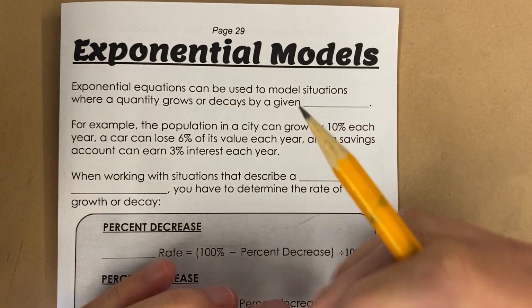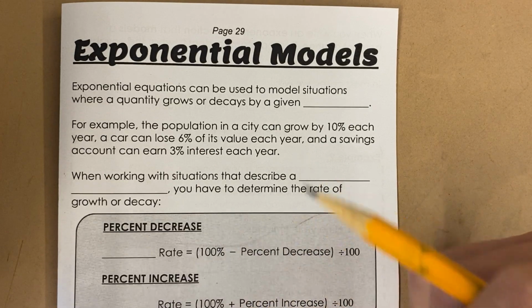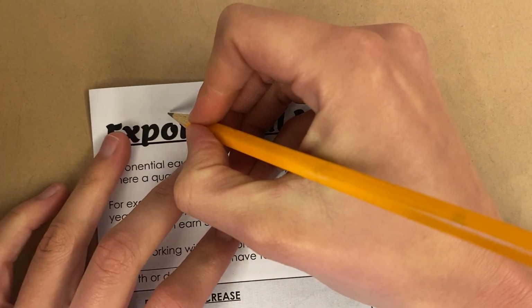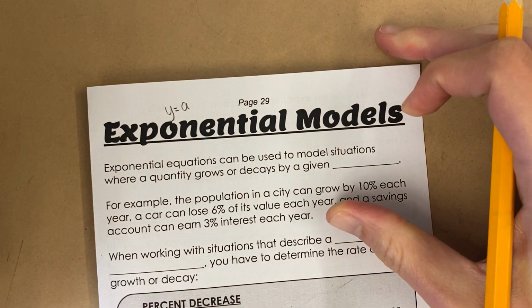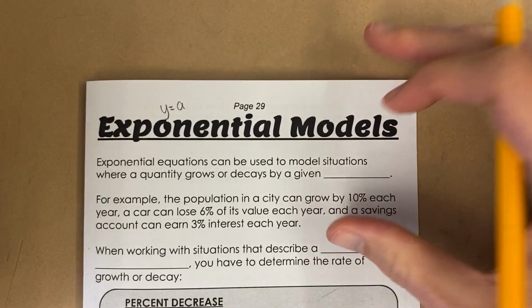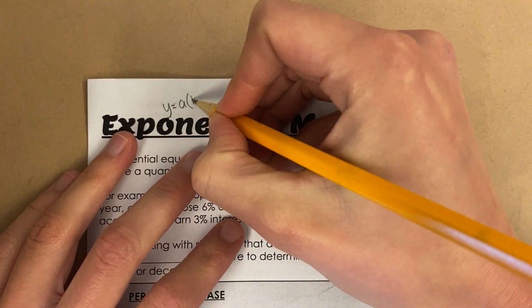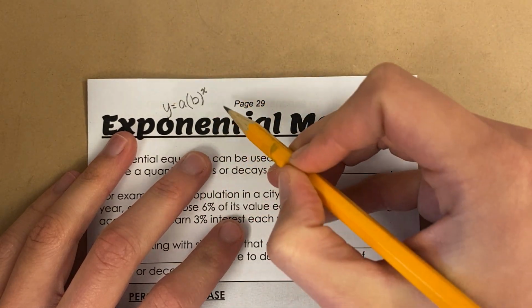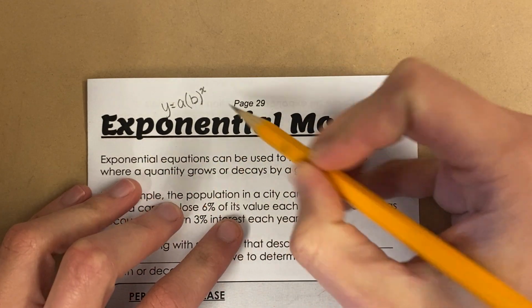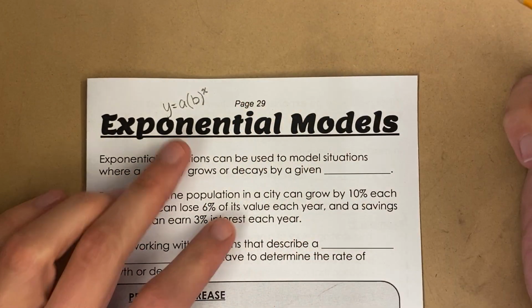Exponential models are real-life situations that can be modeled using exponential functions. Exponential functions look like this: y equals a number, right? This is the initial value times a growth or decay rate to the power of x, okay? Now notice what's notable about exponential models is that the x is in the exponent, okay?